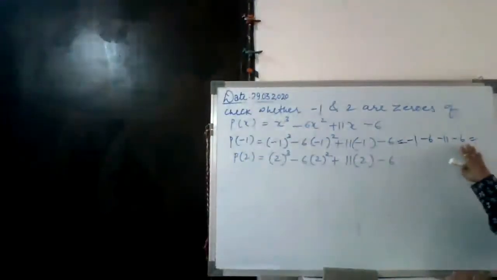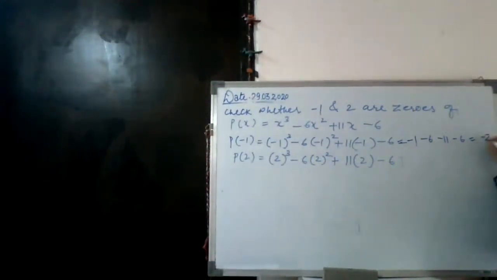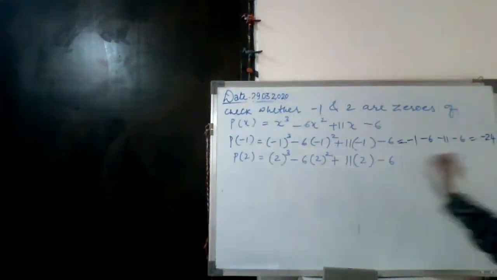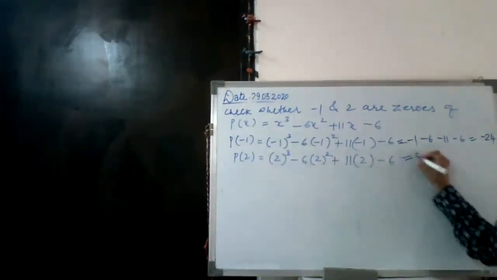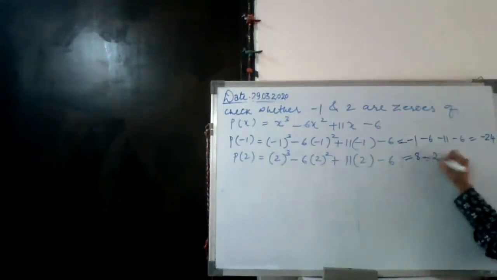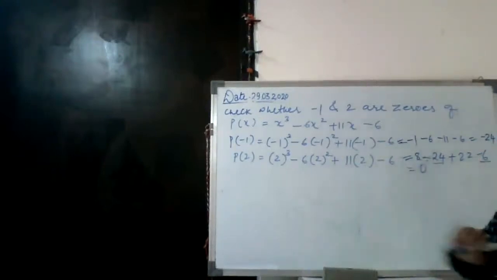So minus 11, minus 6, 17 and 6, 23, 23 and 1 makes 24. That is negative 24. Very true. I think one student has given the correct answer. And here you get this as 8. This is 6 4s are 24. Then 22 minus 6, so minus 24 and 6, 30. 22 and 30, so you will get 0. So yes, P of 2 is 0.